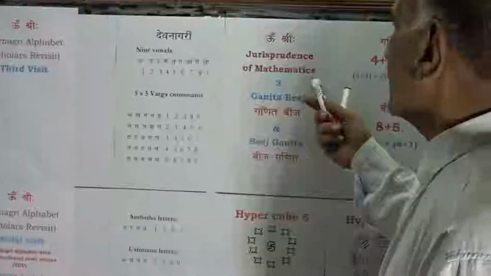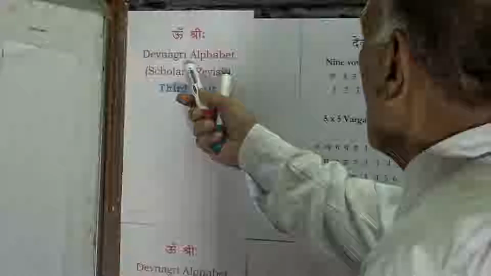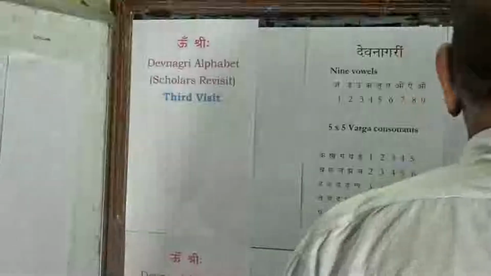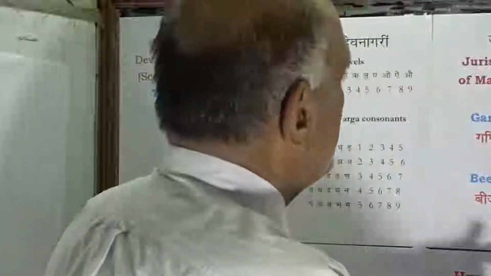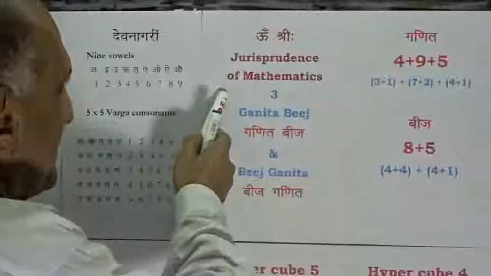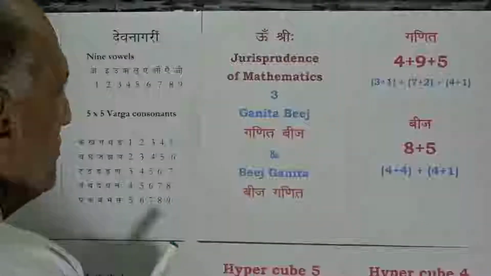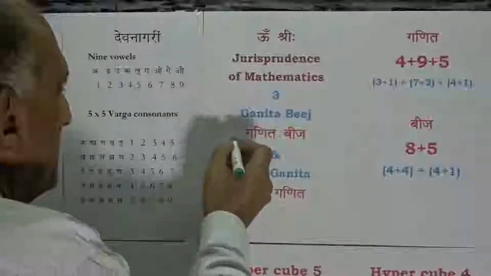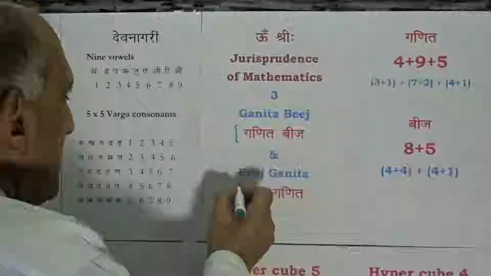Welcome to Jurisprudence of Mathematics classes and visit to Devnagari alphabet classes. Today in this class of Jurisprudence of Mathematics, we are visiting the formulation Ganit Bij and Bij Ganit.